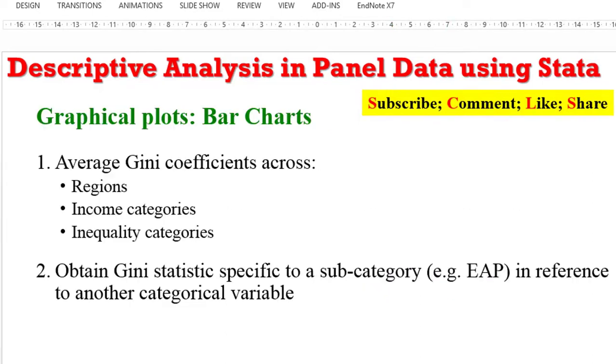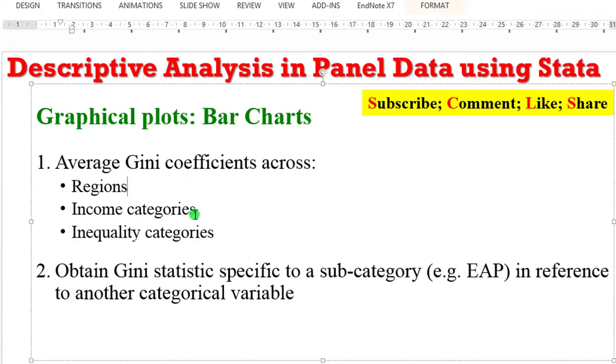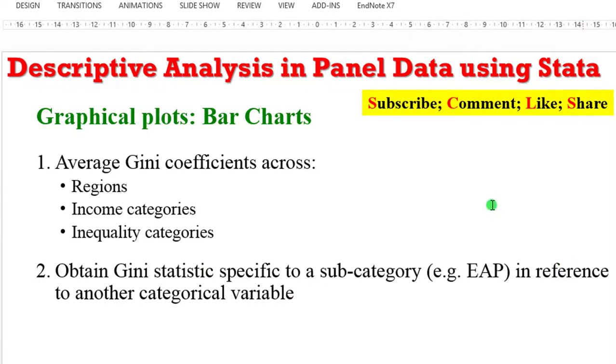So back to today's tutorial, we'll be showing how we can compute average Gini coefficients across the regions, across the income categories, and across the inequality categories. I will also show you how you can obtain a Gini statistic that is specific to a subcategory in reference to another categorical variable.